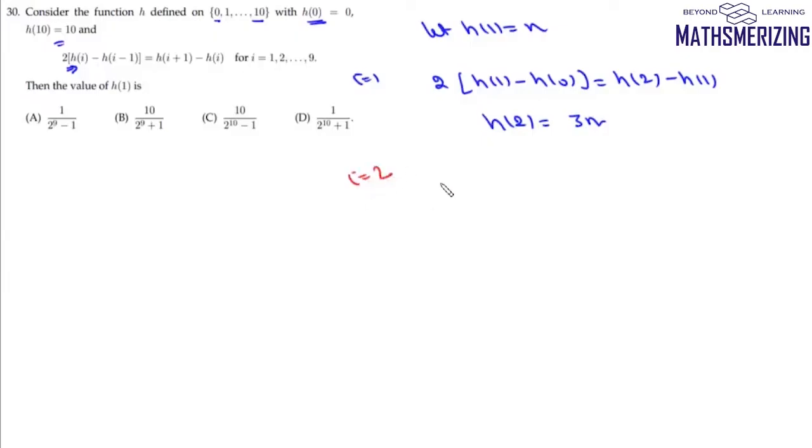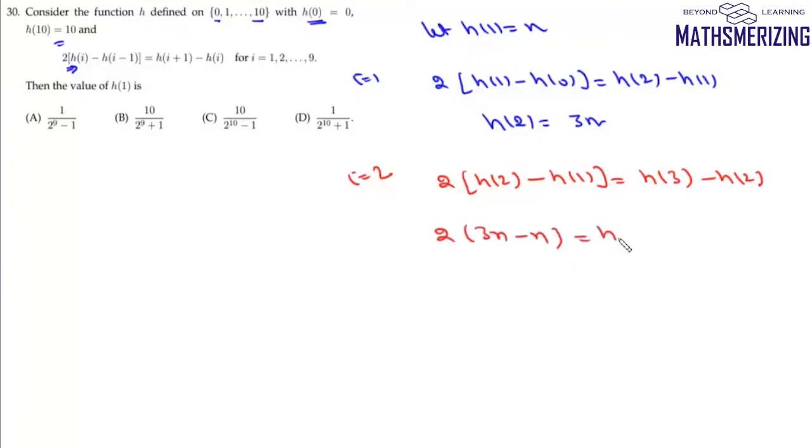So we'll put i as 2, we'll get 2h(2) minus h(1), and this is h(3) minus h(2). Now h(2) is 3n, h(1) is n, and h(3) minus h(2) is nothing but 3n. So we'll get h(3) as 7n. If we look at the pattern, h(1) is n, h(2) is 3n, h(3) is 7n, next one will be 15n.